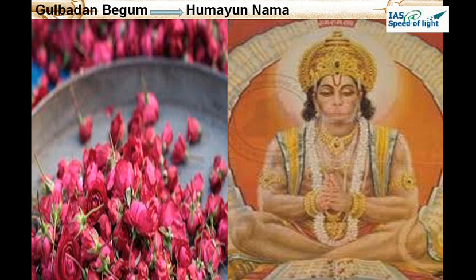Gul Badan Begum, he wrote Humayun Nama. Gul Badan is Gulab, okay? Rose. Gulab is rose. And Humayun, we are fixing our picture as Hanuman, Lord Hanuman. So Gul Badan Begum, it is Gulab or rose, flower, and Humayun, it is Hanuman. So one day you went to the temple, Hanuman temple, with a gulab or a rose in your hand, red rose, that is gulab. So Gul Badan, that is gulab, we are relating it with Lord Hanuman or Humayun. So Humayun, our picture would be Lord Hanuman. Hanuman is Humayun.